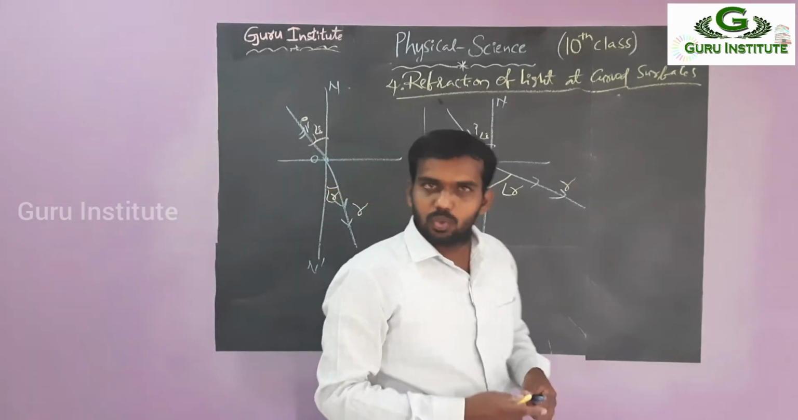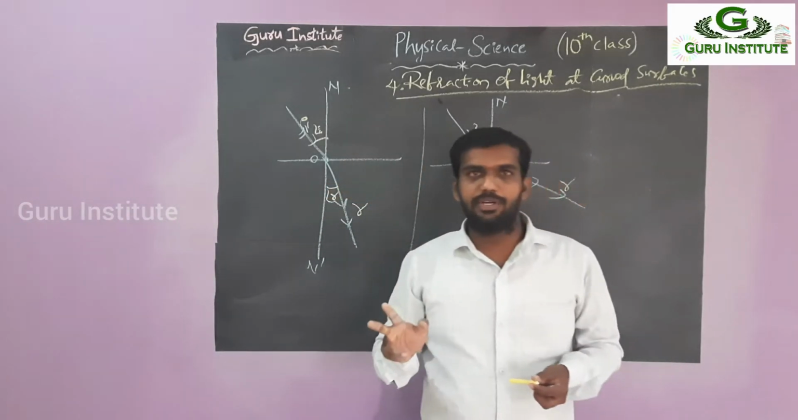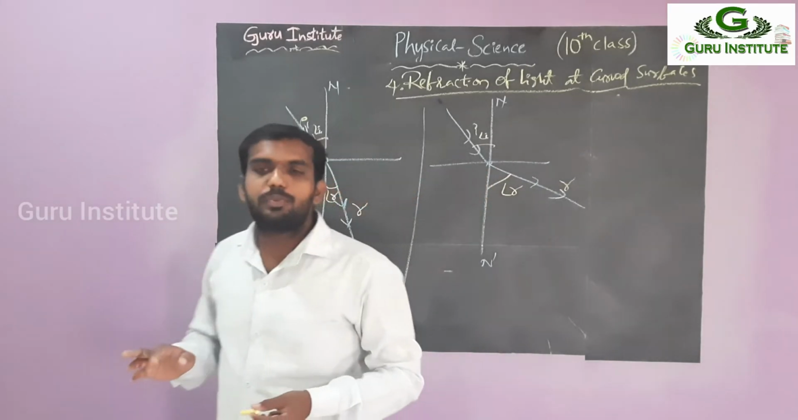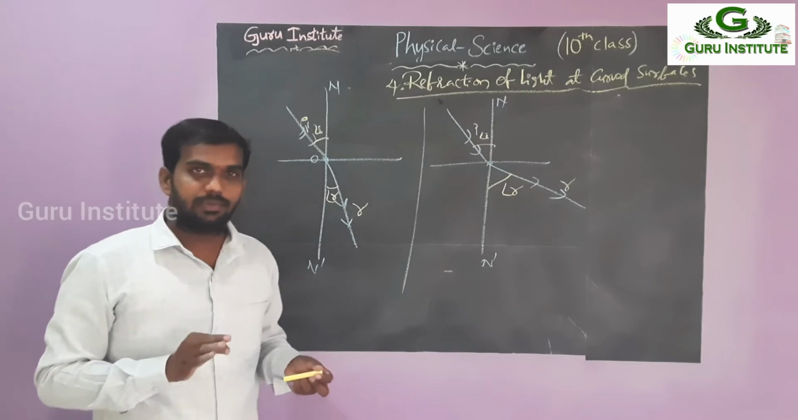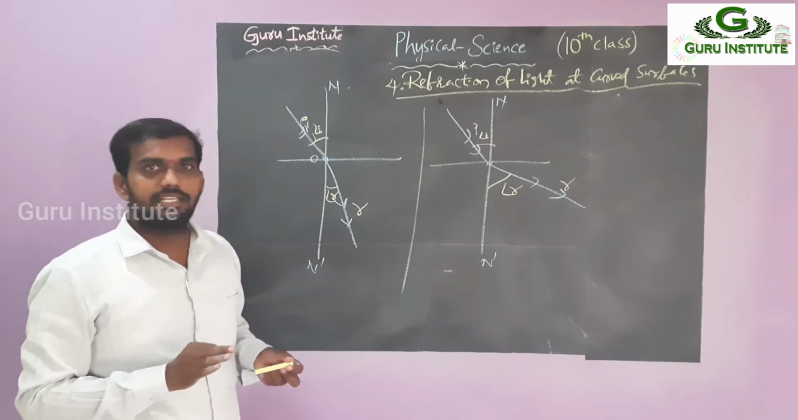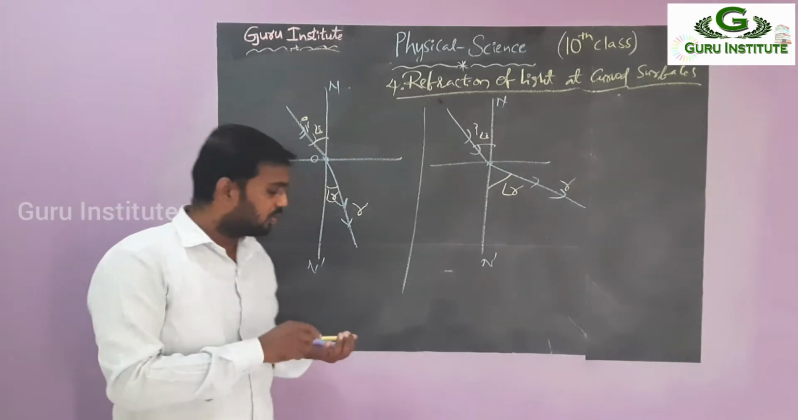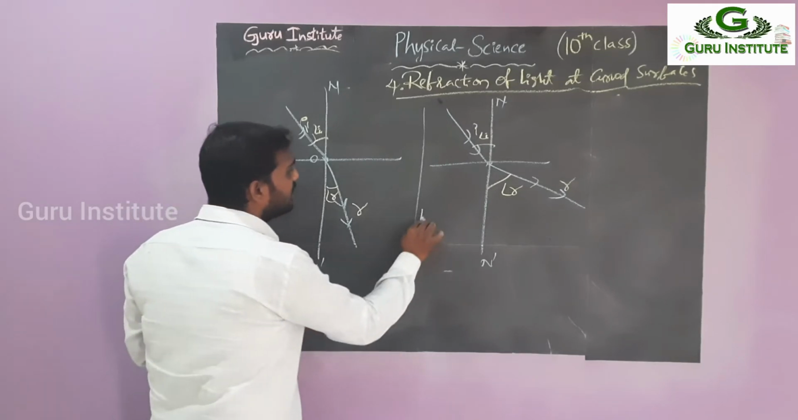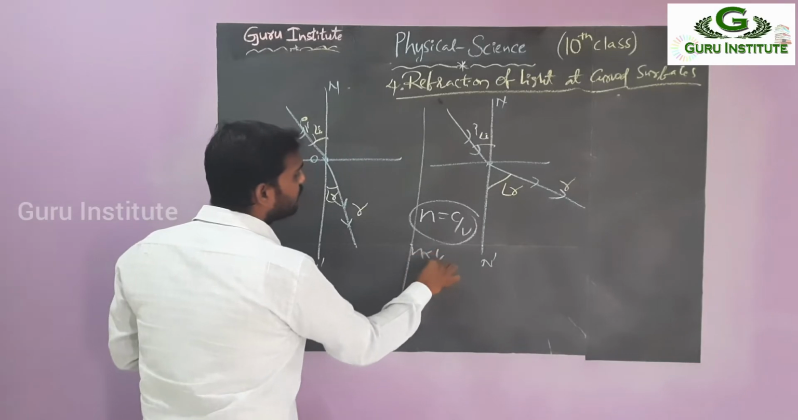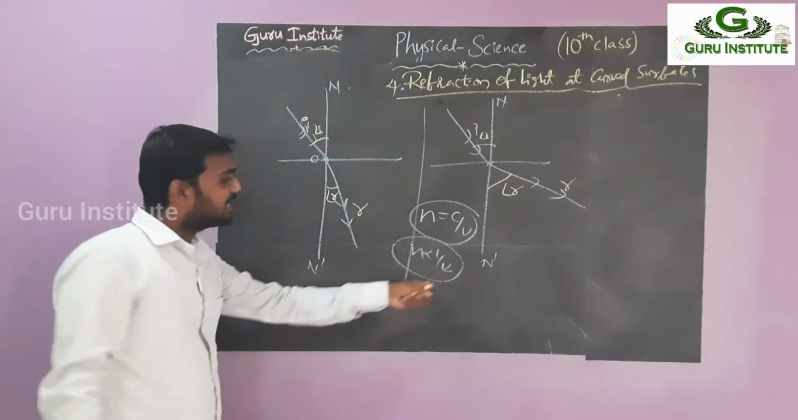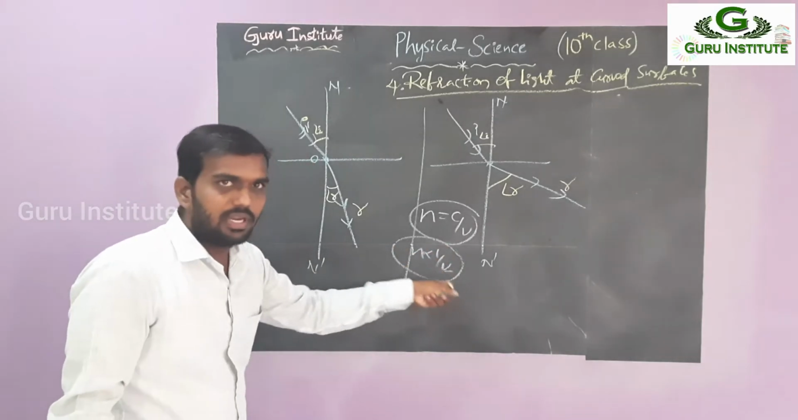The medium is divided into two types: rarer medium and denser medium. If in any medium the speed of light is less, it is known as denser medium. That means speed of light is less means refractive index is more. So we have already seen about that one. N is equal to C by V. N is inversely proportional to V. If V is less, N is more. If V is more, N is less.